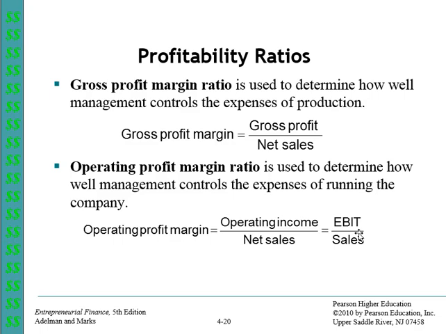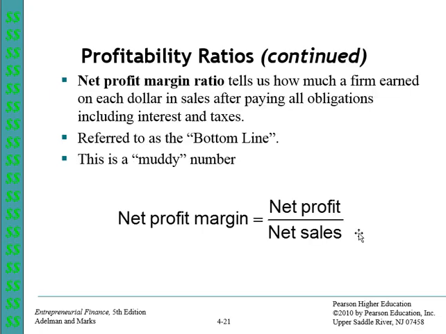So this truly is an operations number. If you're the manager who's running the production line, this is the number that you're most interested in. Are you able to generate profits from running the company itself? The net profit margin then is what we typically refer to as being the bottom line, right?